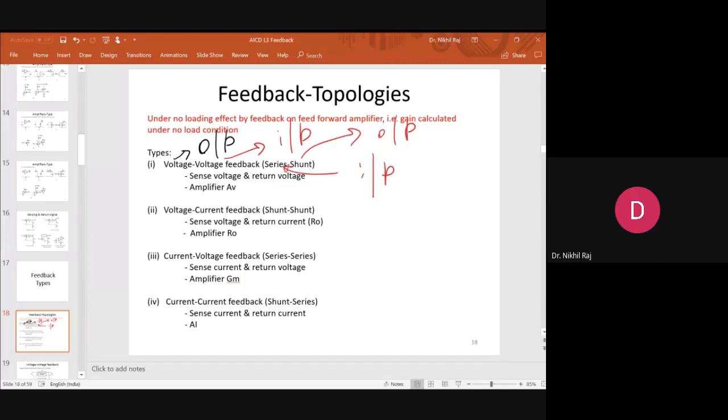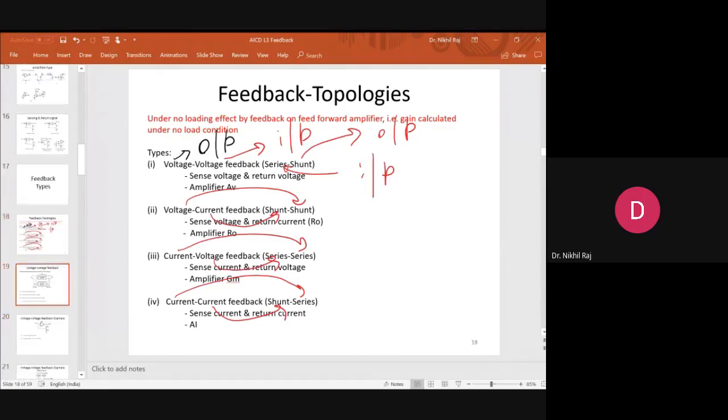Similarly, the second was your voltage current feedback. So voltage will correspond to shunt and current will correspond to series, and so on for the other pairing. Okay. So these were the 4 feedback topologies.